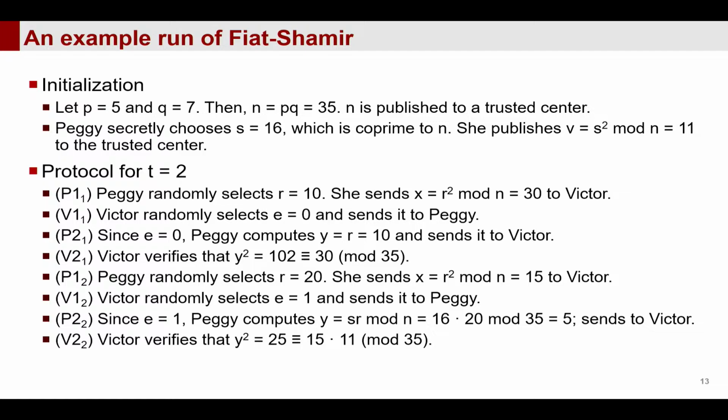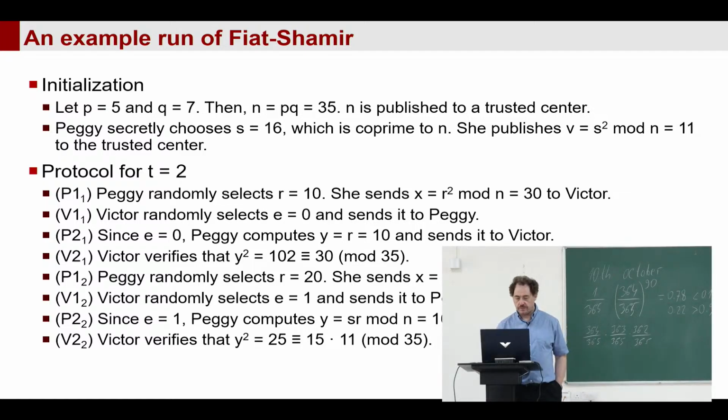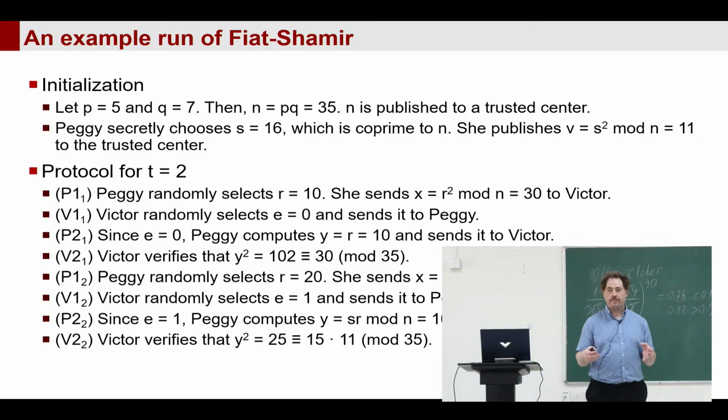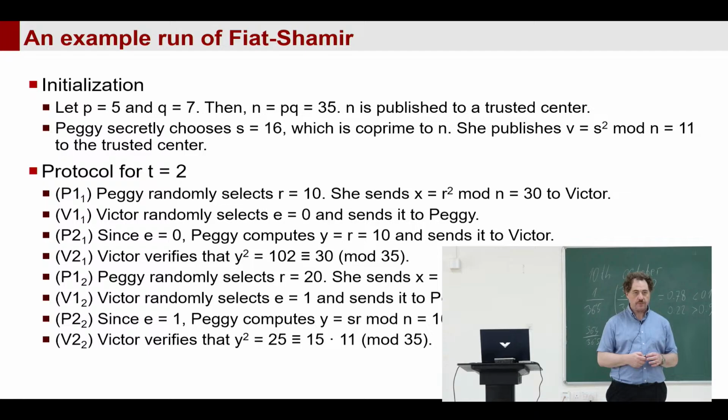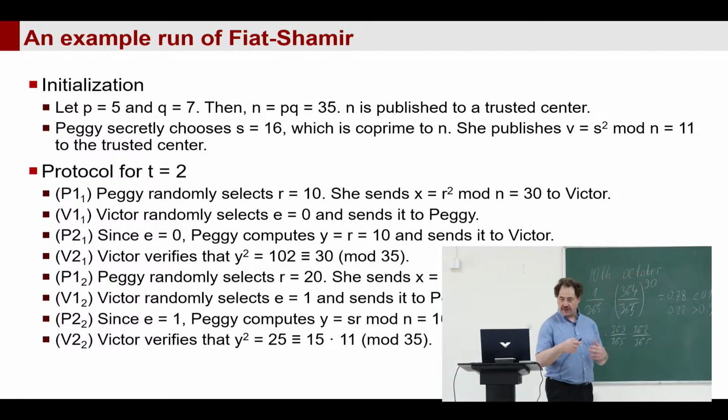And Victor verifies, indeed, that y squared, meaning 5 squared, is 25, and modulo 35 that is the same as 15 times 11. So this is how it works. It's a bit involved, but this is how most practical zero knowledge proofs actually work. They use this kind of math.